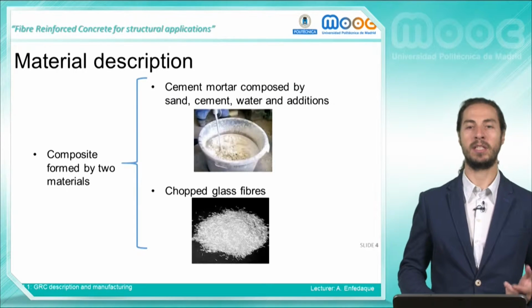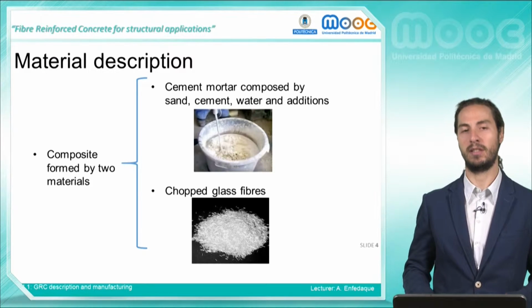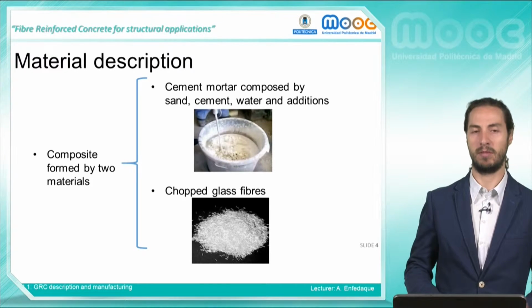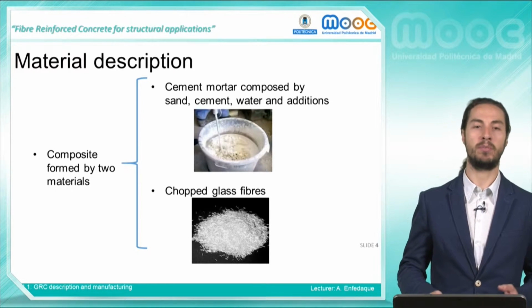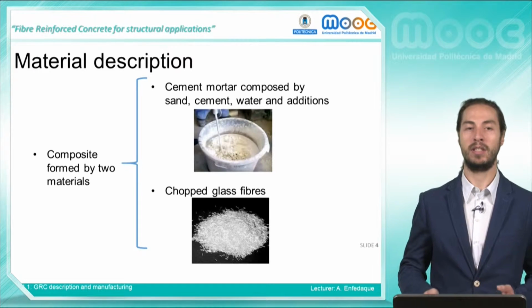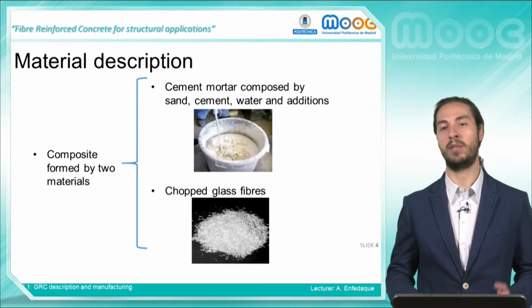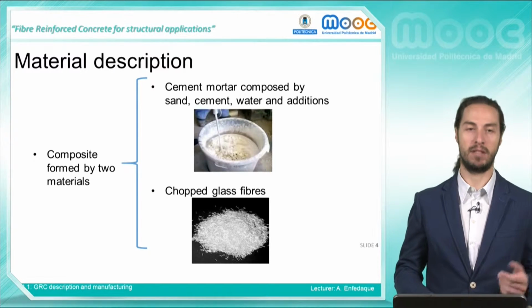GRC is a cementitious composite material that is the result of the merger of two common construction materials, cement mortar and glass fibers. This material was created nearly 50 years ago due to the prohibition of using asbestos fibers in the construction industry due to their harmful effect in human health. The option to substitute such fibers were glass fibers.